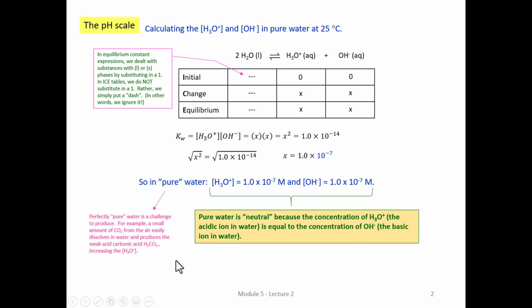Now, in practical terms, pure water is a challenge to produce. For example, a small amount of carbon dioxide from the air easily dissolves in water and produces the weak acid carbonic acid that ends up increasing the concentration of hydronium ion and ultimately, as we'll find out, decreasing the concentration of hydroxide. But nevertheless, in pure water, the hydronium ion concentration is 1 times 10 to the minus 7 molar, and the hydroxide ion concentration is 1 times 10 to the minus 7 molar.